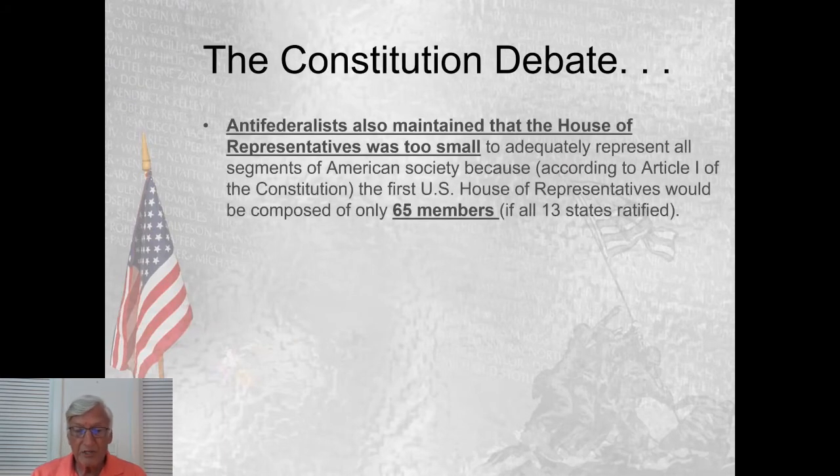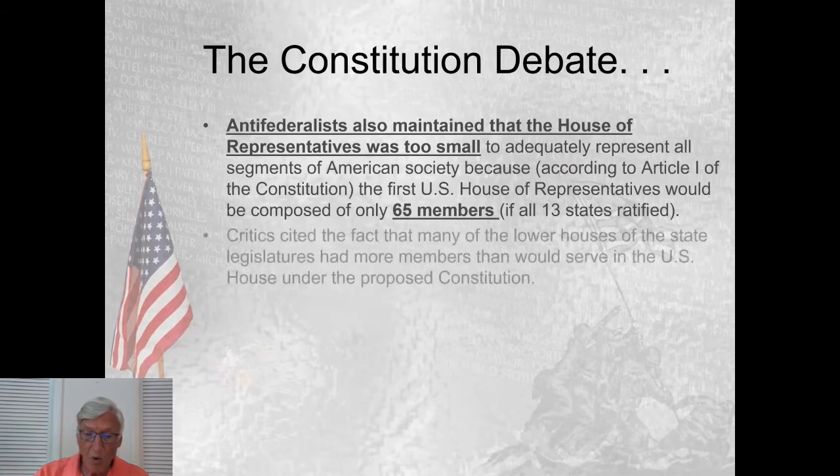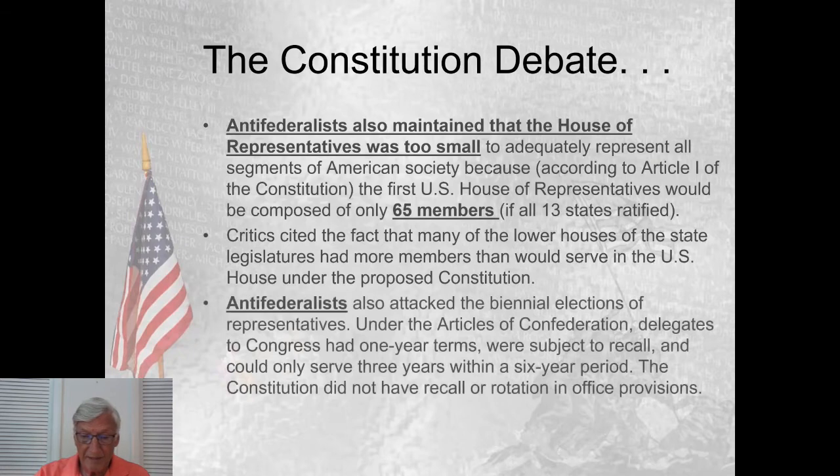The Anti-Federalists maintained that the House of Representatives was too small. Initially, it was only going to be 65 members, and they thought that there should be more. They said actually some of the state legislatures had more than that. The Anti-Federalists also attacked the biennial elections of representatives. You see, they were looking back to the Articles of Confederation, where members of Congress had 1-year terms and were subject to recall and could only serve 3 years in a 6-year period. The Constitution did not have recall or rotation in office provisions.